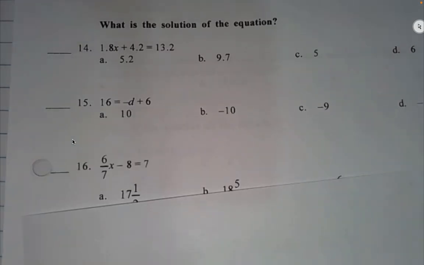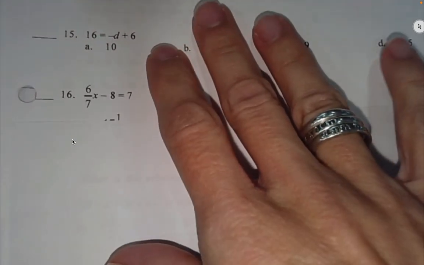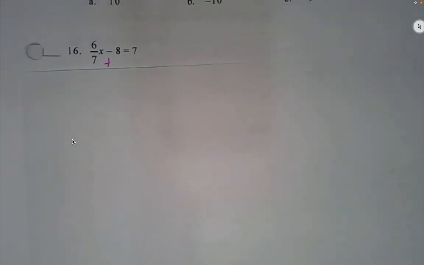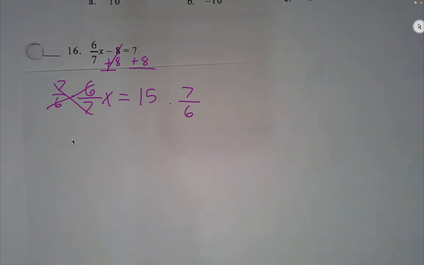Okay, number 16. I think this one's on there. What do you do to solve this? What's your first step? Add 8. So I will add 8 to both sides. So 6/7 x equals, what's 7 plus 8? 15. Now, same thing as before. What do you do when there's a fraction over there? Yeah, you're going to flip it. Multiply by 7/6.